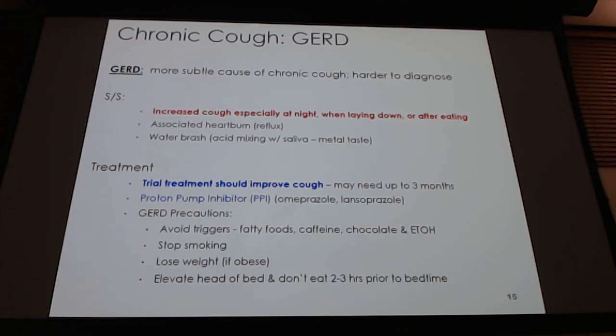So if they're doing great on the ACE, try not to take them off it if you don't have to. So try all the other things first. And then if they come back on the PPI and they're still having a cough, then consider the ACE.